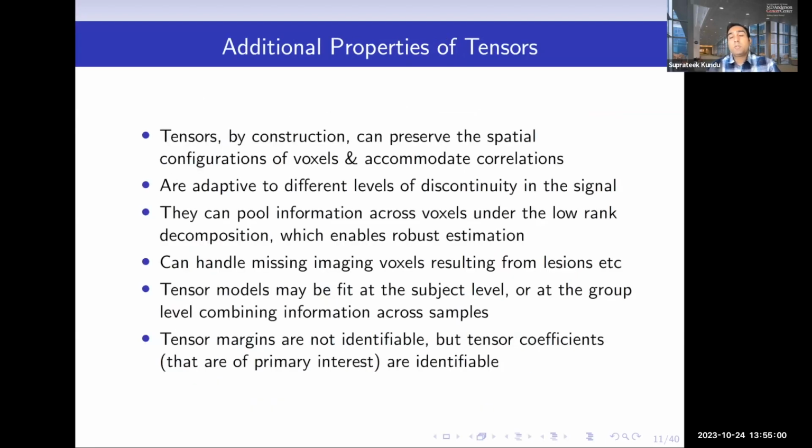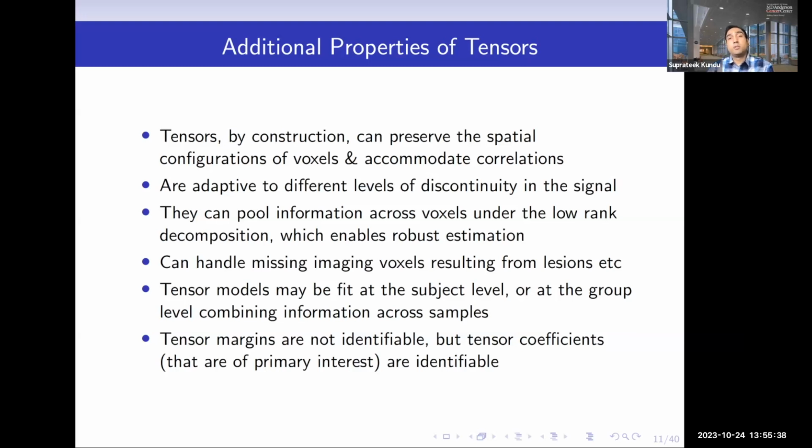Some additional properties of tensors. Tensors by construction can, again, preserve the spatial configurations of the voxels and accommodate correlations. And they're adaptive to different levels of discontinuity in the signal. So by essentially changing the tensor rank, you can adapt to images of varying spatial smoothness. Of course, it's not perfect, right? So if you have an image that's really, really non-smooth, then tensors might fail there, or might not do a great job. So it depends. But essentially, you have the option of tuning the tensor rank to adapt to varying levels of discontinuity.